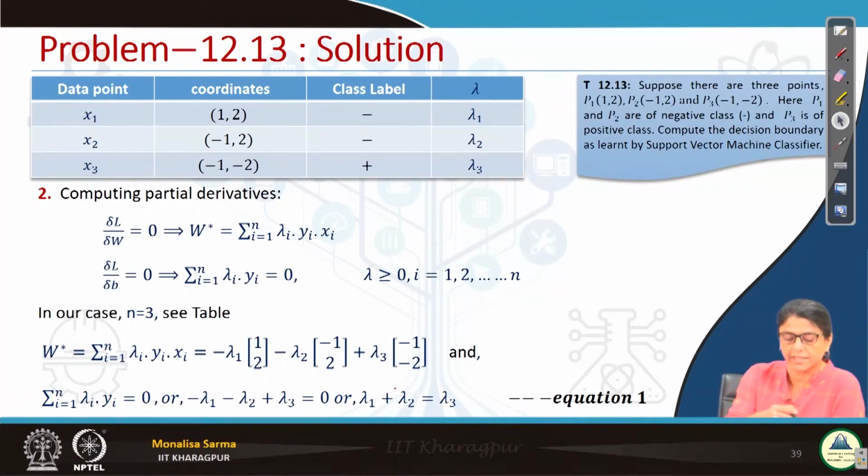So these are the data points I have given here in the figure, x1, x2, x3. These are the different data points, and these are the class labels, which are already given, and these are the lambda values, lambda 1, lambda 2, lambda 3. We will have to find these 3 values.